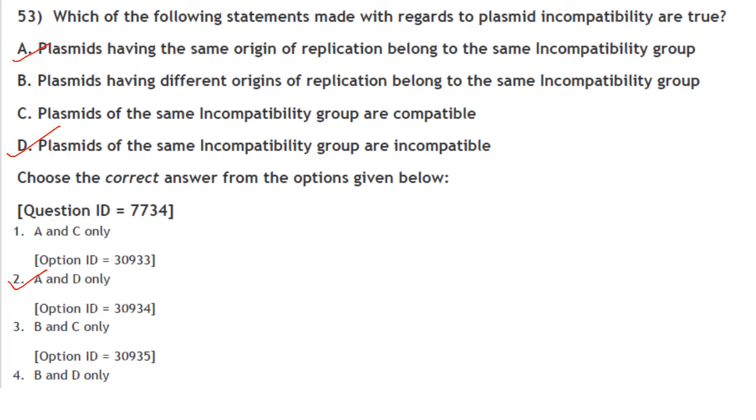Then, which of the following statements made with regard to plasmid incompatibility are true? Plasmids having the same origin of replication belong to the same incompatibility group. That's correct. Plasmids having different origin of replication belong to the same group, that is not correct. Plasmids of the same incompatibility group are compatible? No, plasmids of the same incompatibility group are incompatible. So D is correct. So answer is option 2, that is A and D only.